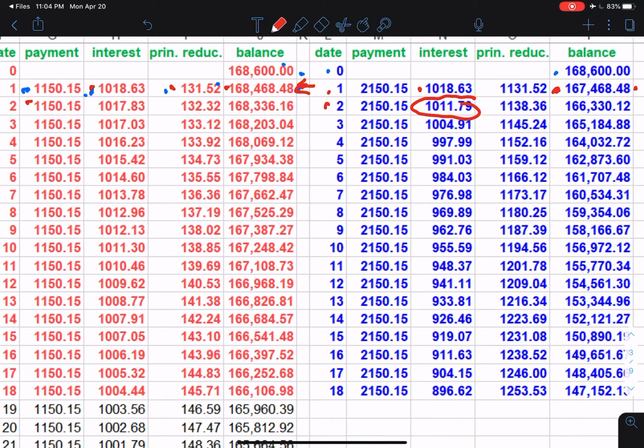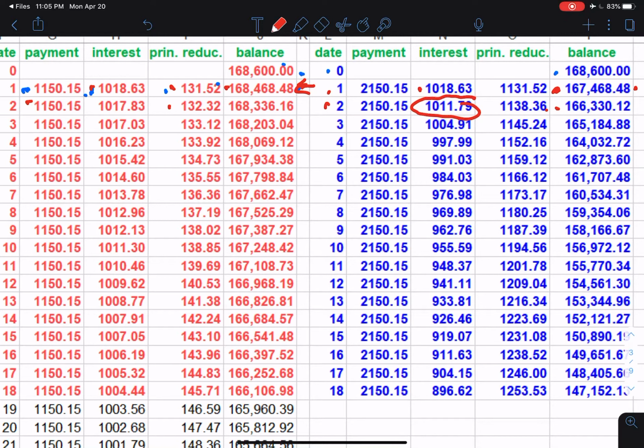We have less interest due, therefore, my principal reduction payment, instead of just being 1,000 more than this, 1132, ends up being 1138. And so the principal reduction is bigger, not just by the additional 1,000, but by a little bit more. And now we're down to a remaining principal balance of 166,330, which is more than 2,000 less than 168,336, as you can see.